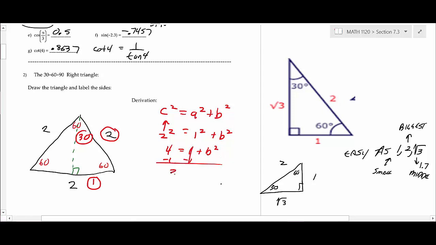Okay, then you would get 3 is equal to b squared. So then you would get square root of 3. That's where it comes from. Okay, that's how we figured that out.